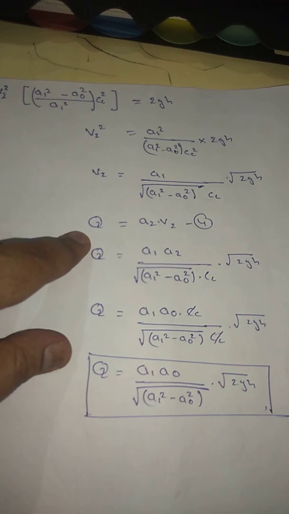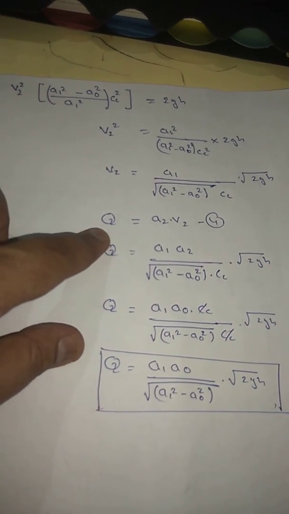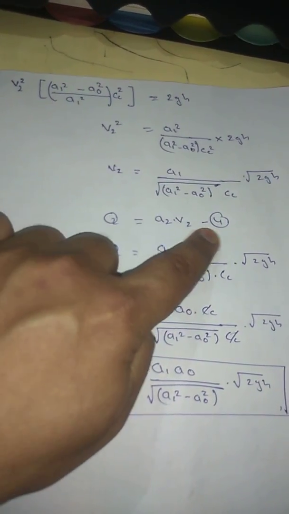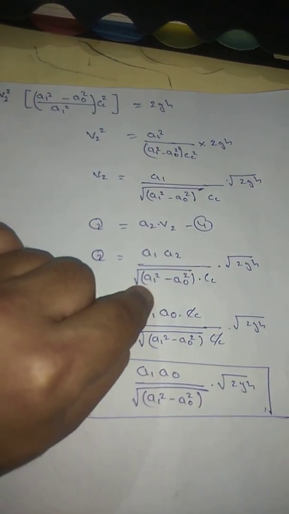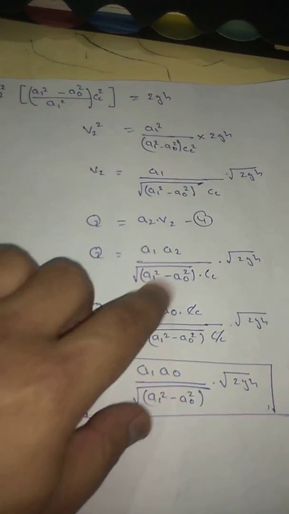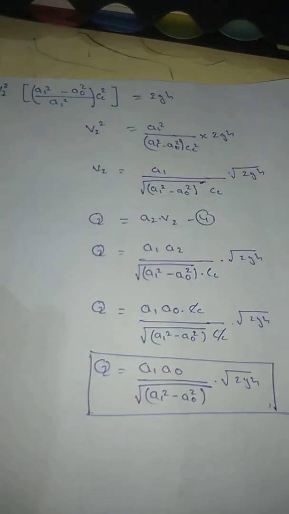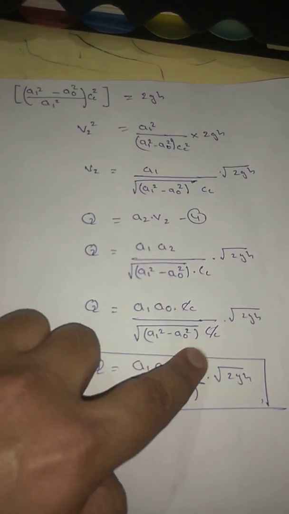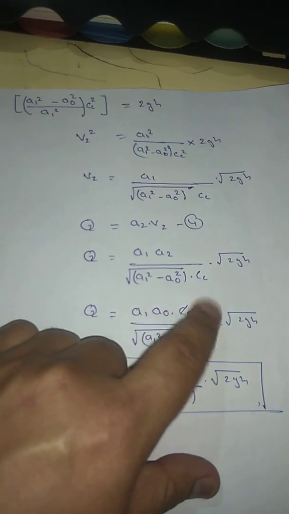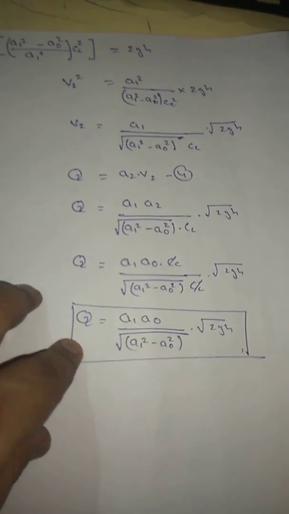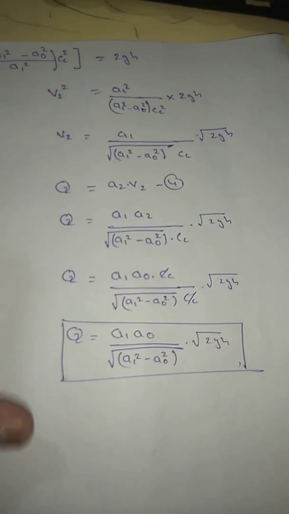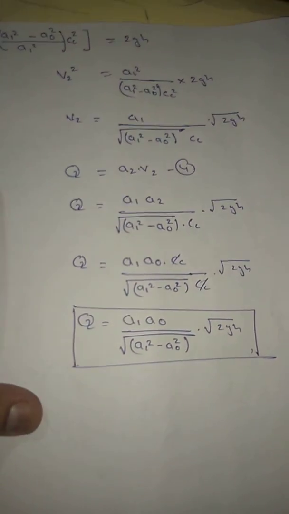From the relation of rate of flow, we know that Q equals A2 into V2. When we put the value of V2 from equation number 4, we get A1 into A2 upon under root of (A1 square minus AO square) into Cc into under root 2gh. The value of A2 is AO into Cc from the previous equation. The same terms can be cancelled from numerator and denominator, so the remaining expression is Q equals A1 into AO upon under root of (A1 square minus AO square) into under root 2gh. That is the final expression for theoretical discharge.